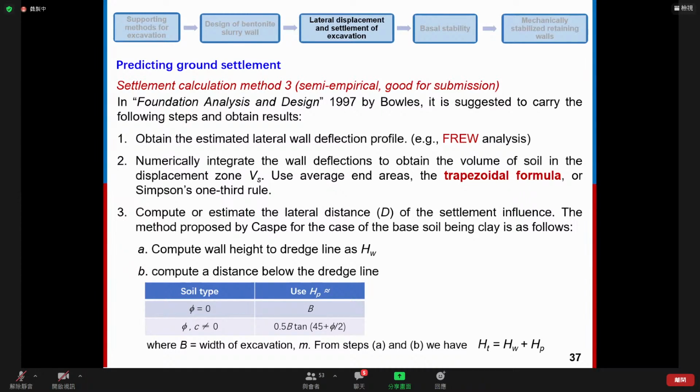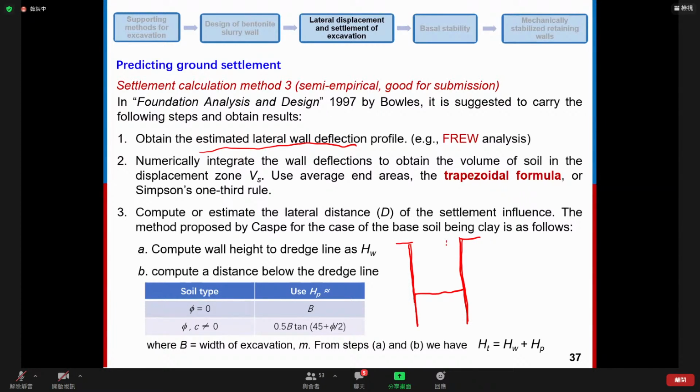This method is a semi-empirical method. In this method, first of all, we need to estimate the lateral wall deflection profile. Usually this is done by numerical analysis, for example, finite element software. Okay, so let me draw the excavation first here. This is the excavation. Then we have a retaining wall.